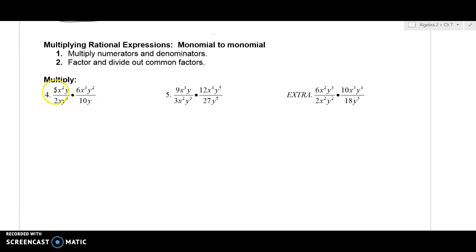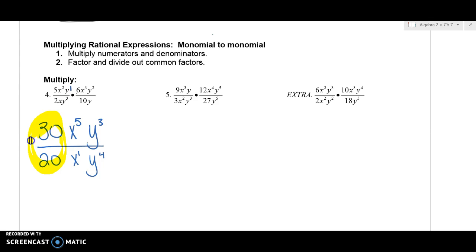So on the top, what is 5 times 6? 30. X squared times x to the third. That is x to the fifth. And y to the first times y squared is y to the third. So remember, when you're multiplying, you add those exponents together. On the bottom, 2 times 10 is 20. There's just an x, and I'm going to write x to the first to help us out, and y to the fourth. Okay, treat this piece by piece.